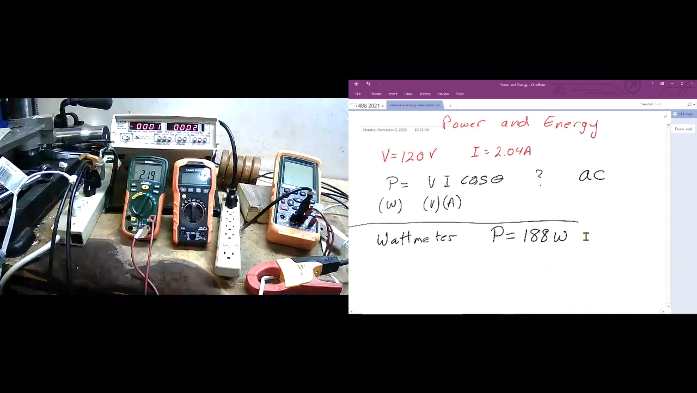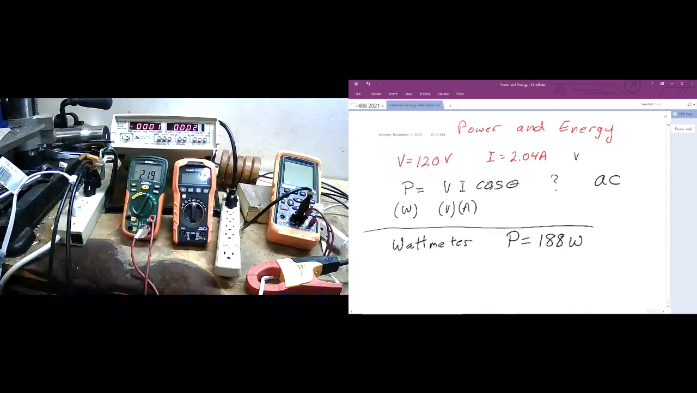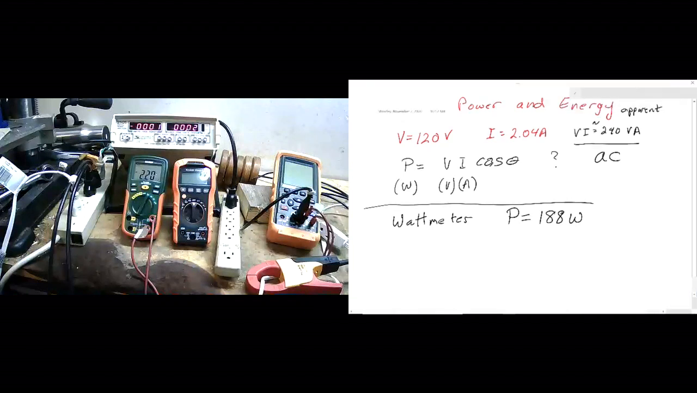That's the real power. If we'd calculated V times I here, we would have gotten around 240. That is volt amperes. That is apparent power. And we use the abbreviation S on that, but we're going to talk about that more on the complex power day. For now, 188 watts real power.